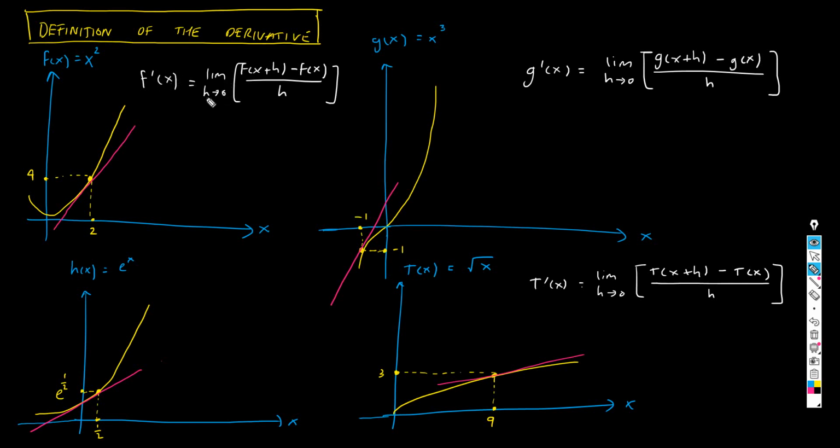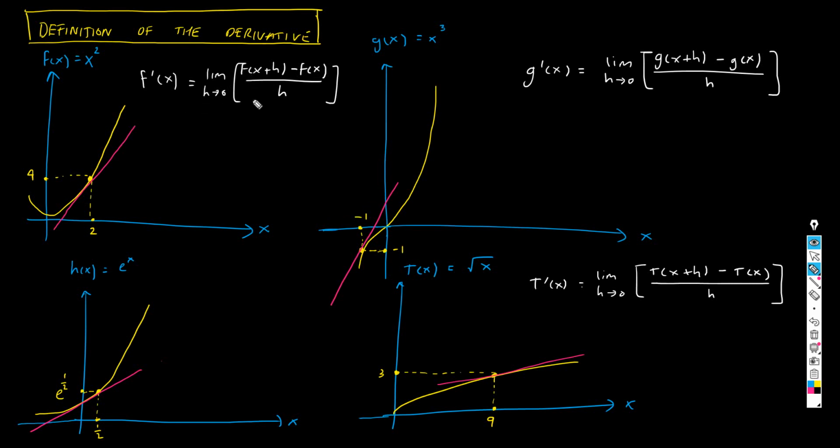It equals the limit as h approaches 0 of this particular quotient, f of x plus h minus f of x over h, where h is called the increment in the context of calculus. And once we do this limit, we can find a formula most of the time, right?